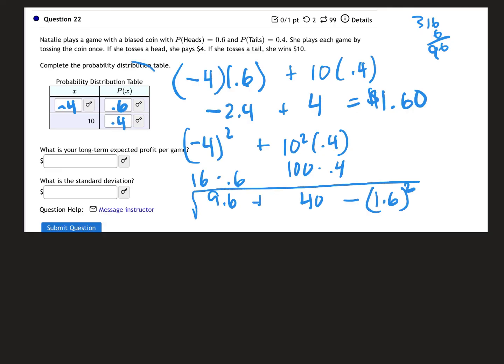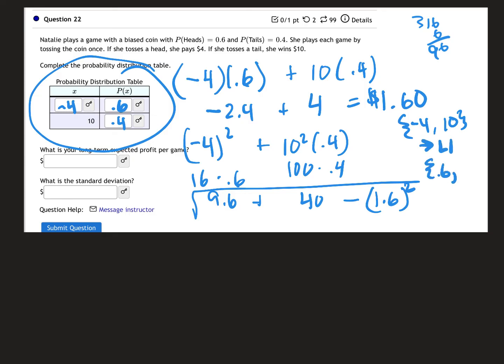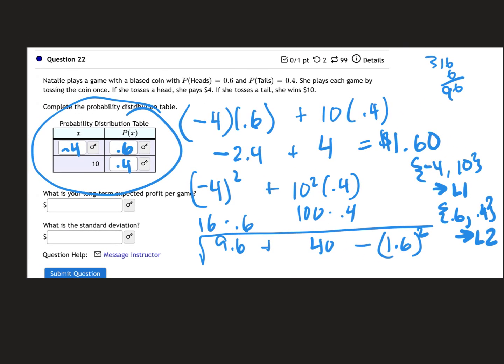Again, you can do this in your calculator: put -4 and 10 in L1, then 0.6 and 0.4 in L2, and then go to stat, calc, one variable statistics. The faster you can get with your calculator, the more it helps you. It lets you bypass the mundane calculations that you can sometimes get lost in, and see the big picture.